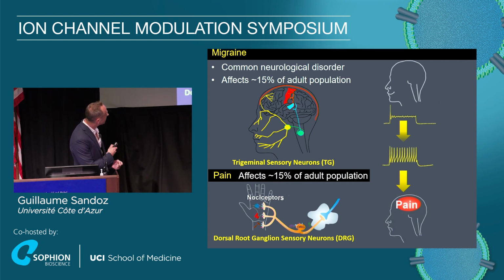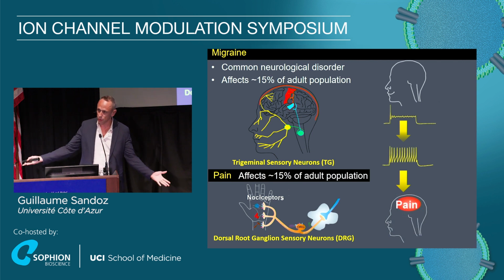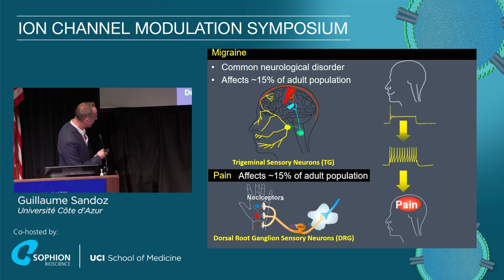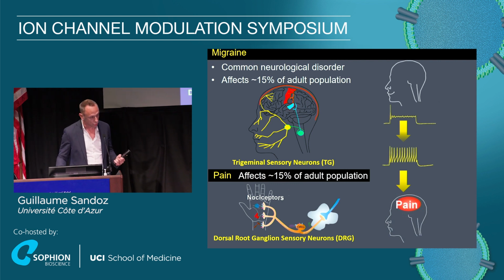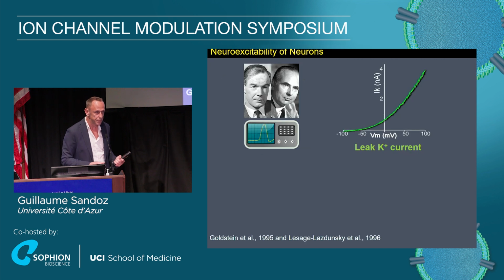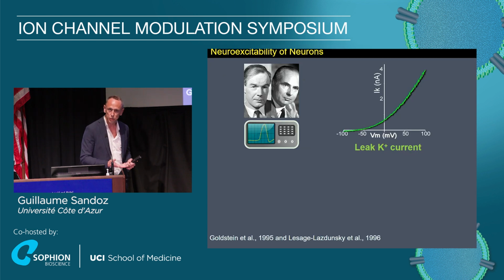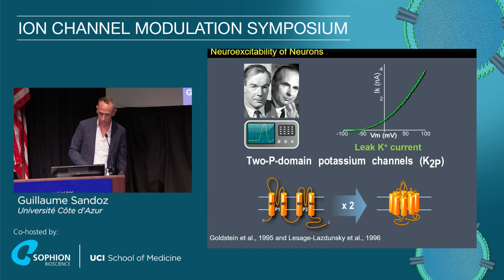either from the face, the ones which are called the trigeminal neurons, or the ones which are innervating the rest of the body, which are called the dorsal root ganglion neurons. The excitability of these neurons is under the control of a current which was described during the 50s by Huxley and Huxley, which is called the leak or background current. And in 1995, in yeast, it was shown to be carried by the two-pore domain potassium channels by Steve Goldstein, then in 1996 in France by Lazdunski in mammals.